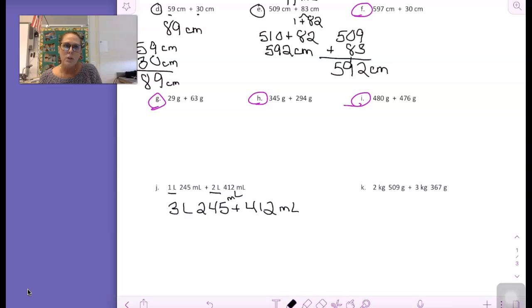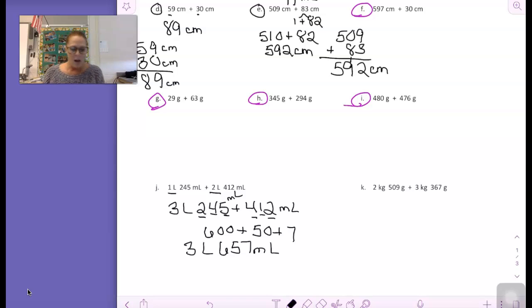So now I can use the standard algorithm or I can use mental math to add these. I like to add my place values. So I'm going to add 200 plus 400 and I get 600. Plus 40 plus 10, that's 50. Plus 5 and 2, that's 7. And I get 657 milliliters. Bring down my 3 liters, and there is our answer for that one.